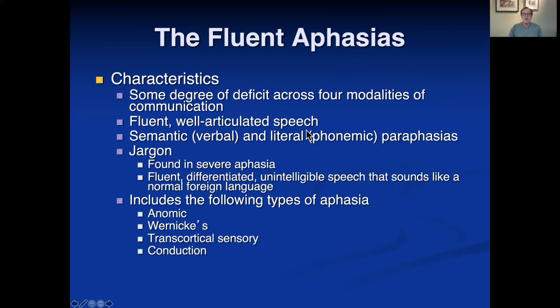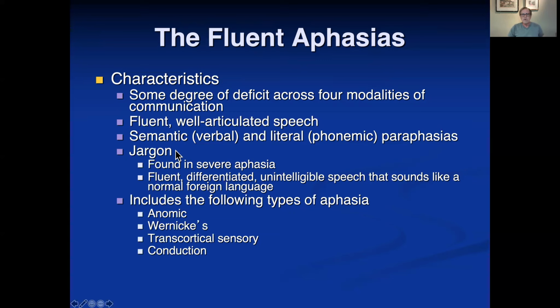Okay, so it's fluent and well-articulated speech in the fluent aphasias. They may have semantic and literal paraphasias. Paraphasias are basically substitutions. It can be a sound substitution, and that would be a literal or phonemic paraphasia, or it could be a word substitution. In other words, it's a real word that's being expressed, but it's the wrong real word. That would be referred to as a semantic or verbal paraphasia. In other words, semantic and verbal paraphasias are the same. Literal and phonemic paraphasias are the same. Okay.